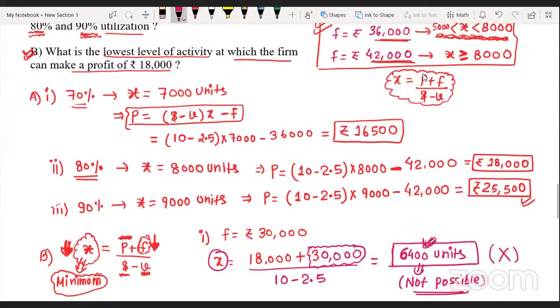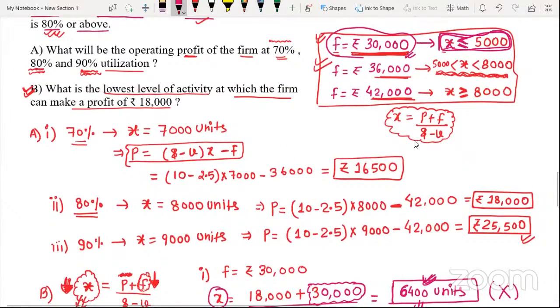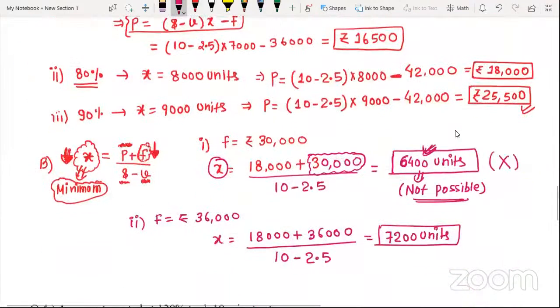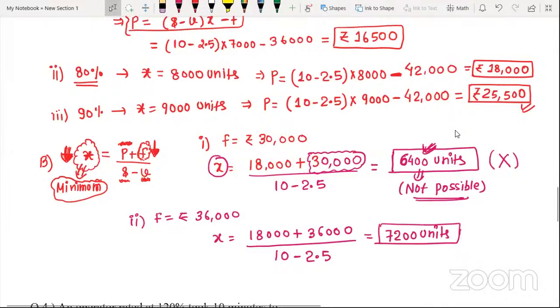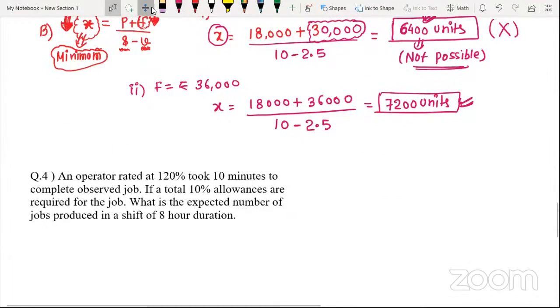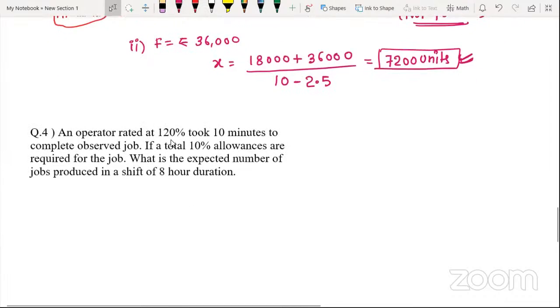And look here, in the given condition, when x value is between 5,000 and 8,000, the fixed cost is 36,000. So you are getting it between 5,000 and 8,000. So this is correct. But this is the answer because this fixed cost is minimum and it is in the range. But we have to check for the third case also.